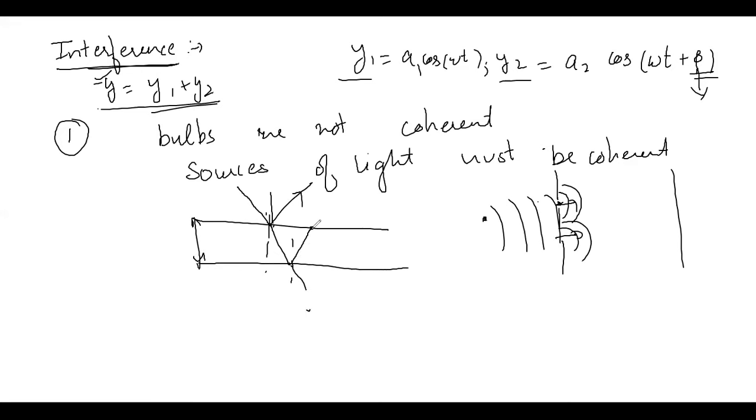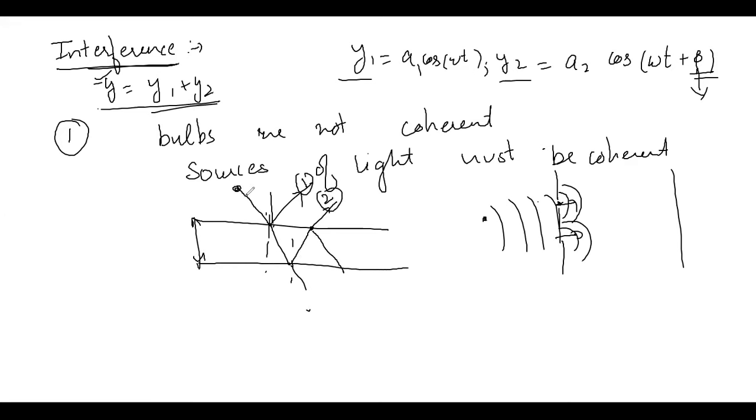At this point, when the light wave is incident, again, a part of it will be reflected and a part of it will be transmitted. So the transmitted part will go in this direction and the reflected part will come here. So if you talk about ray 1 and ray 2 now, they started from the single ray here.